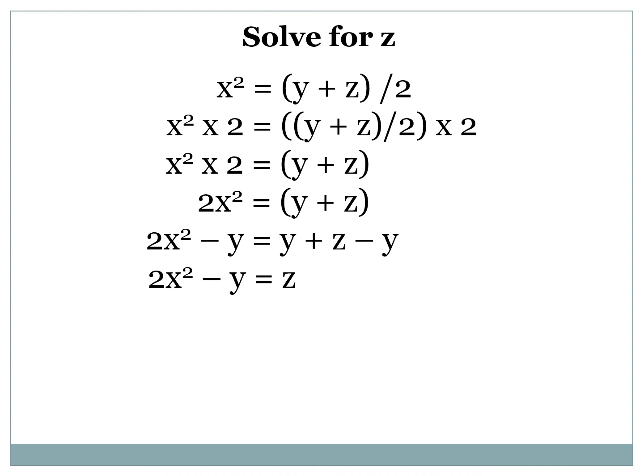Now the 2x squared may have tripped you up a little bit. You might have x squared times 2 minus y. That is also fine. That's also acceptable. I'm just showing you a different way to do this. But this is what a solution for z should look like.